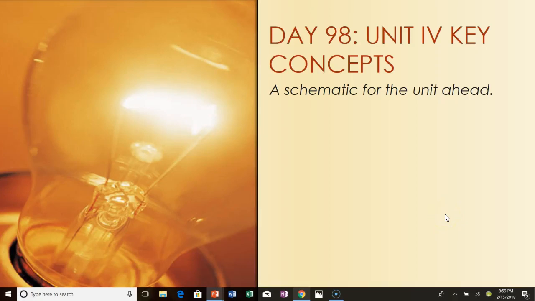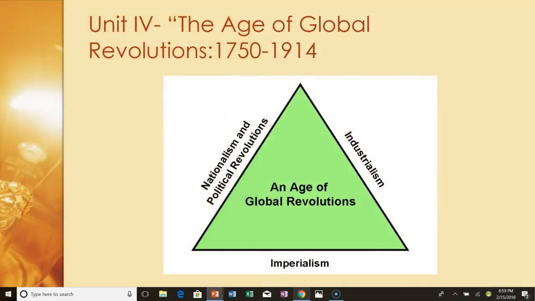So we finished Unit 3, we're moving on to Unit 4, and it's the hope today that you get the basic skeleton or framework or schematic, whatever you want to call it, of the unit ahead, meaning the basic vocabulary words we're going to be slapping details onto over the next month. And the era we're talking about is called the Age of Global Revolutions, from 1750 to the beginning of World War I in 1914. And revolutions occur when people need to see change, when people fight for change, when people unify to get that change.